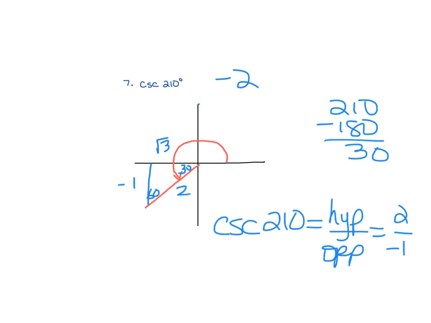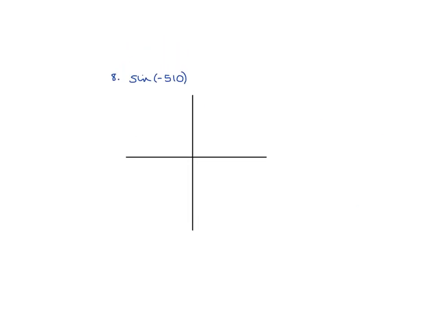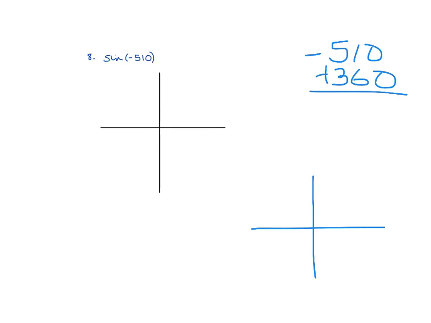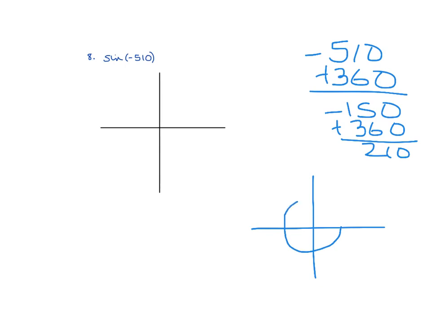For number 8, 510. Again, if I were to draw the angle, I'm going to draw it over here to the side, and then I'm just going to put the reference angle on that. So again, I'm going clockwise. So for 510, if I start adding 360 so I get a positive answer, I would get -150 here. And then if I add another 360, I'm actually at 210. So I'm going to travel around 360, and now I need to go another 210.